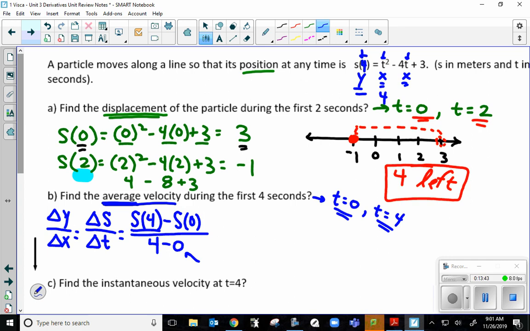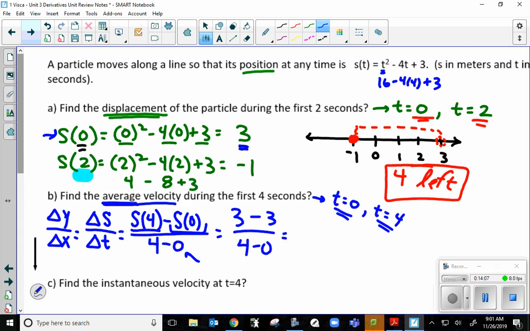So let's go ahead and do this. I'm going to do this mentally, quickly. If I take 4 and I square it, that's 16, minus 4 times 4, which is 16, plus 3. I end up with 3, minus, we already did s of 0. S of 0 is right here. It's 3. Over 4 minus 0, that's 0 over 4. That means the average velocity is 0.